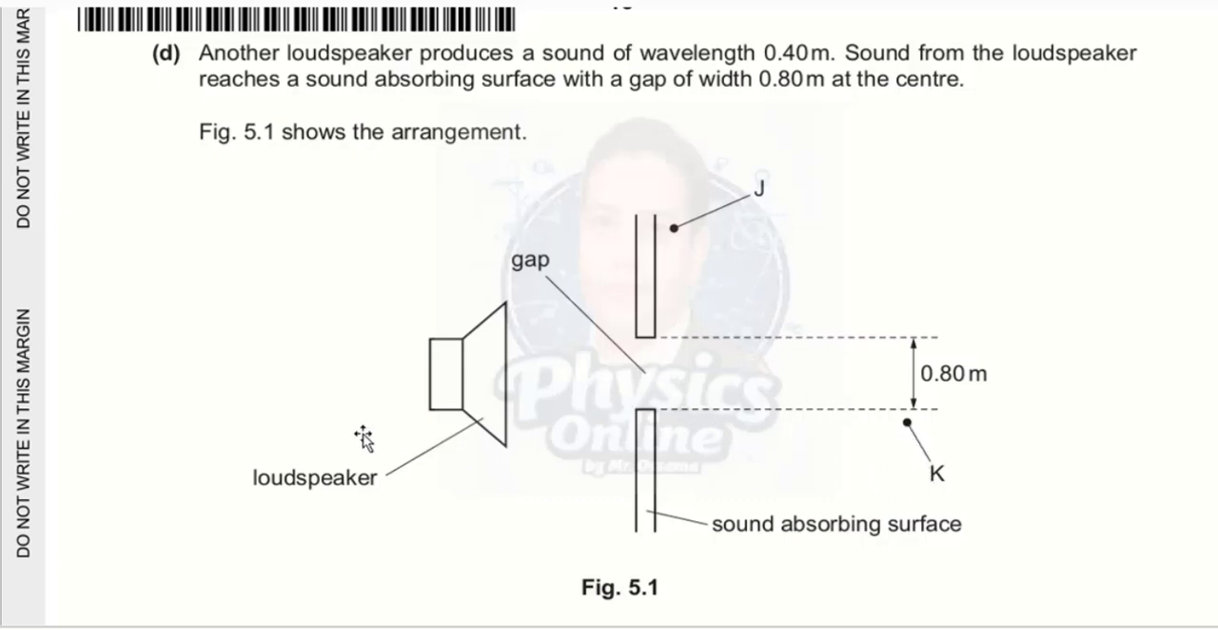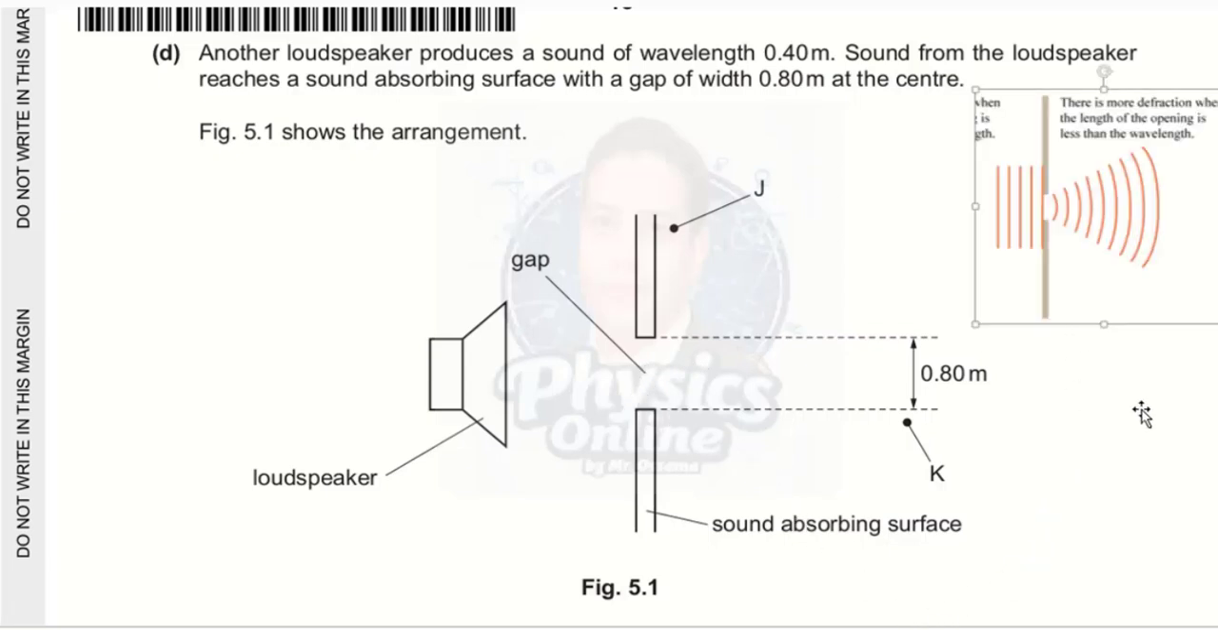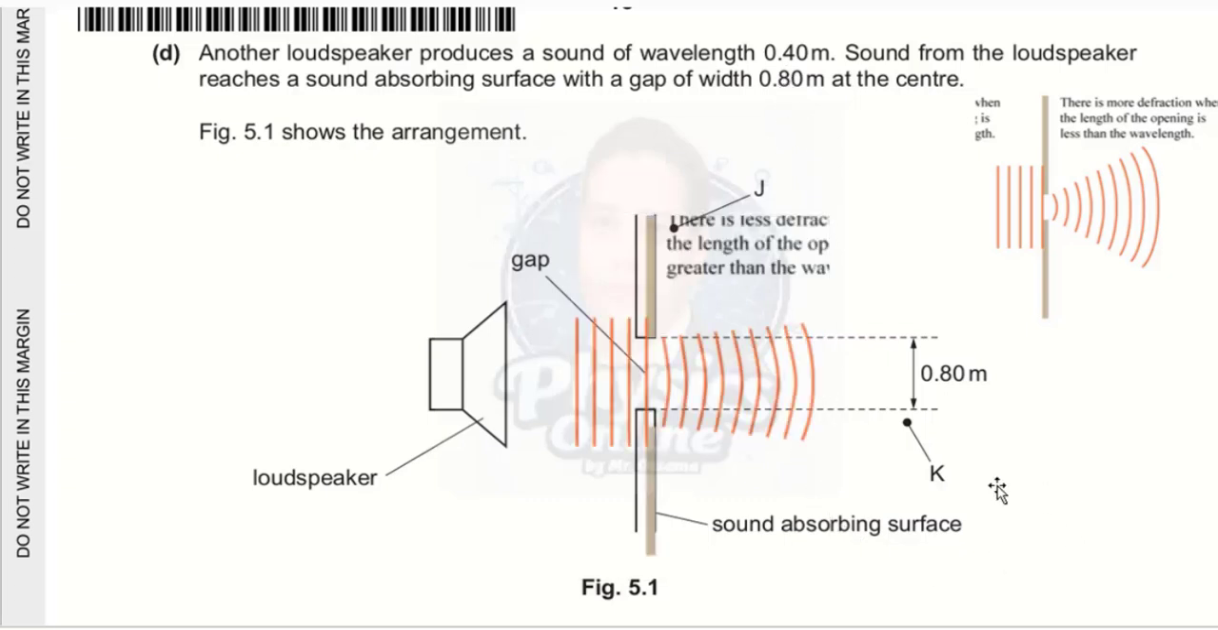First, the diffraction here will be less. Maximum diffraction can be obtained when the wavelength equals the width of the gap. So we'll have maximum diffraction like this. But here the width is much more than the wavelength, so we'll have less diffraction. It looks like this. So sound cannot be heard at point J, but at point K in front of the gap we can hear it.